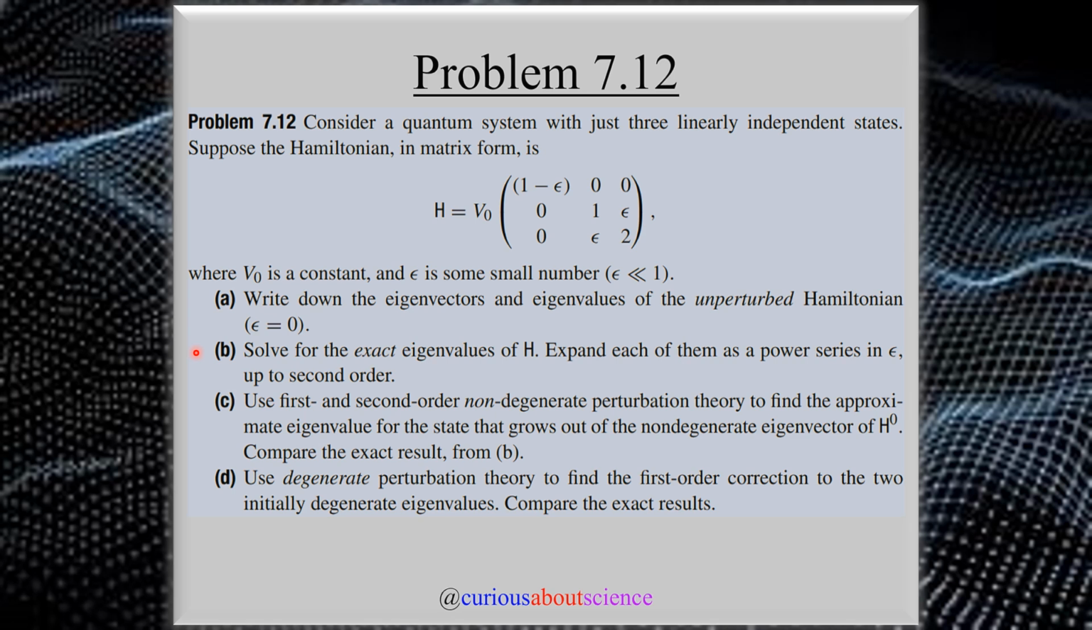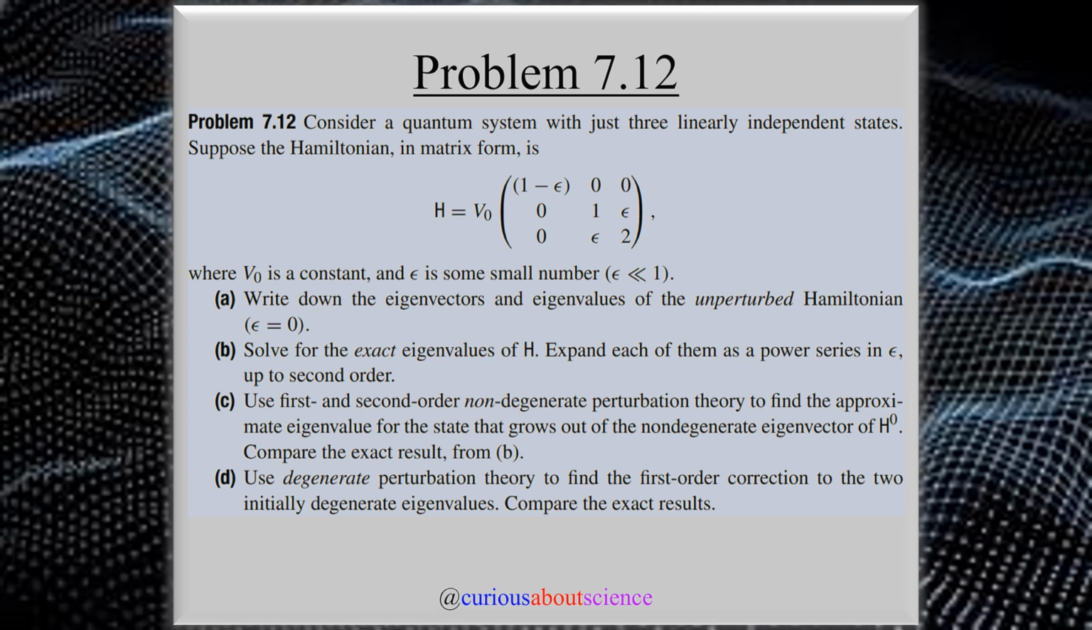And that's where the epsilon being much less than 1 will come into play, and we'll see why that works out so nice. Part C, use first and second order non-degenerate perturbation theory to find the approximate eigenvalues for the state that grows out of the non-degenerate eigenvector of the unperturbed Hamiltonian, H0, and compare to the exact results from part B. So what we see is that we have to make a big comparison from C to B and D to B, so keep those parts from B in mind when you're moving through this.